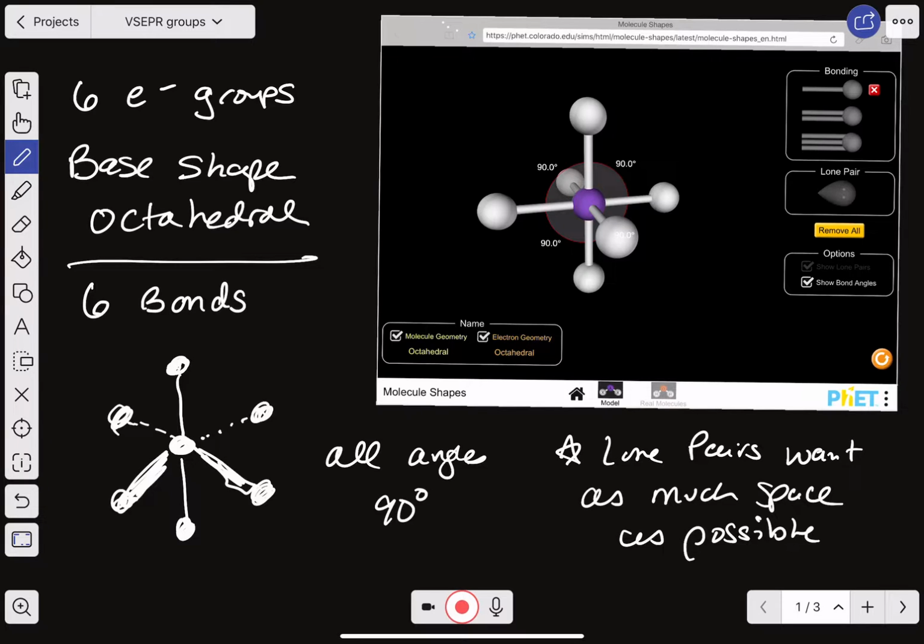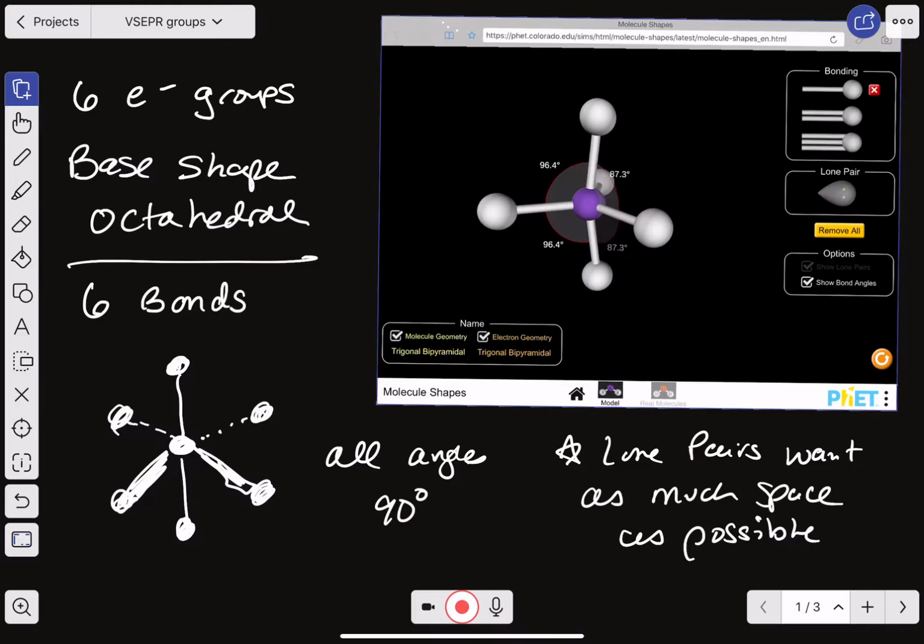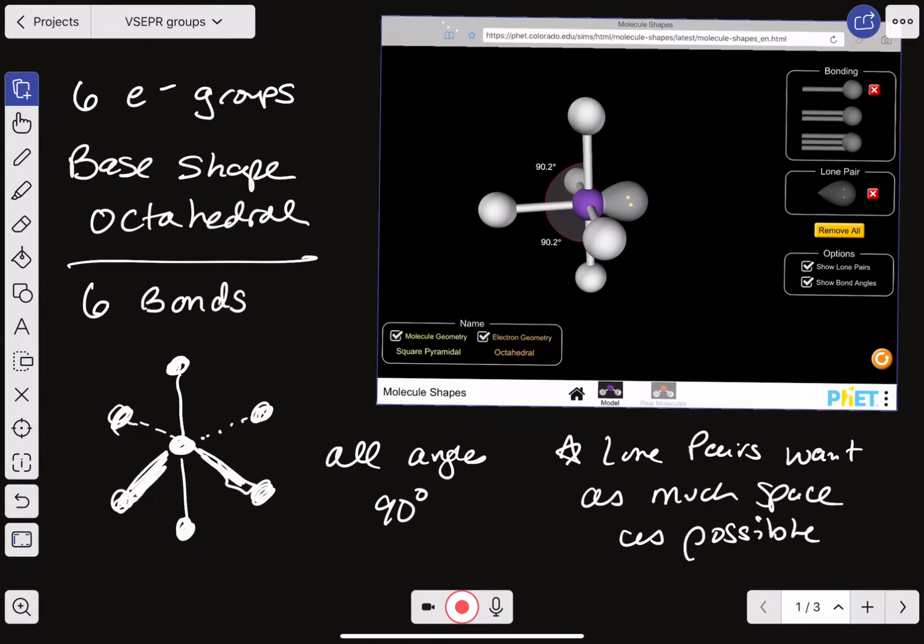So I'm going to go ahead and do that in my PhET simulation up here. So I'm going to remove a bond, I'm going to add a lone pair. And you'll be able to see I've changed the shape. So now the electron geometry, there's still 6 electron groups around it. I've got 1, 2, 3, 4, 5 bonds, 1 lone pair. So electron geometry is still an octahedral, but the molecular shape is now a square pyramid.